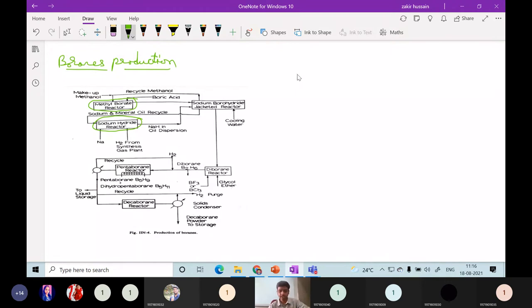First we will see the first reaction. The methanol, which is coming from the recycled methanol as well as makeup methanol, will be sent to the methyl borate reactor along with boric acid. The methanol, which is CH3OH, will be reacted with boric acid, which is H3BO3. Three molecules of methanol will be reacted with one molecule of boric acid to give trimethyl borate.